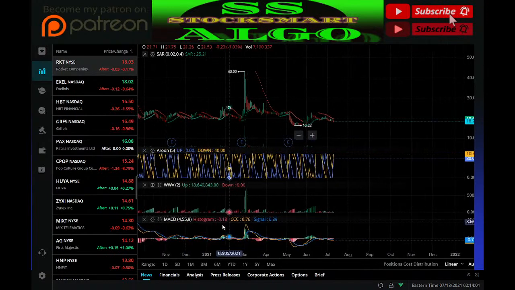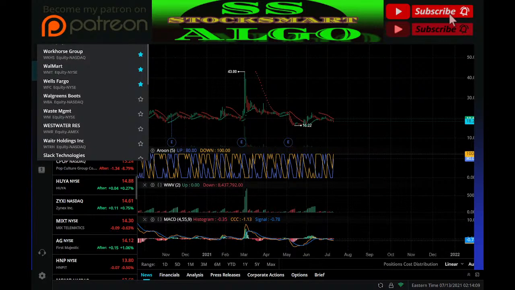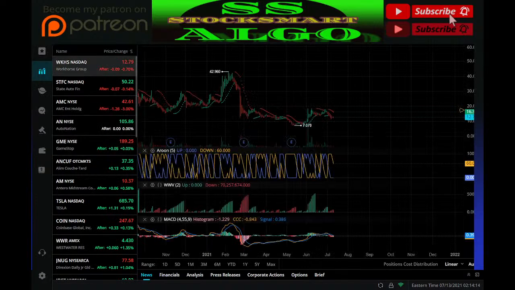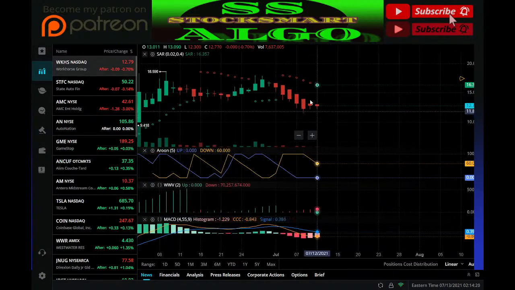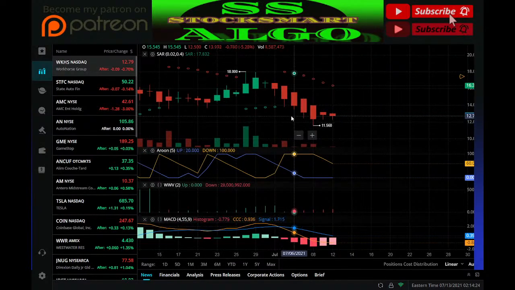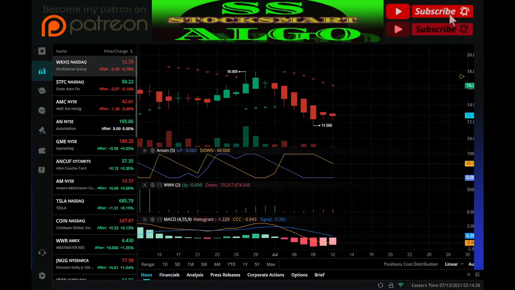1 day, 1 year. Let's check out Workhorse here. Now, this looks a bit interesting, doesn't it? Showing a bit of a bottom there. Looks like our next trend could be bullish.